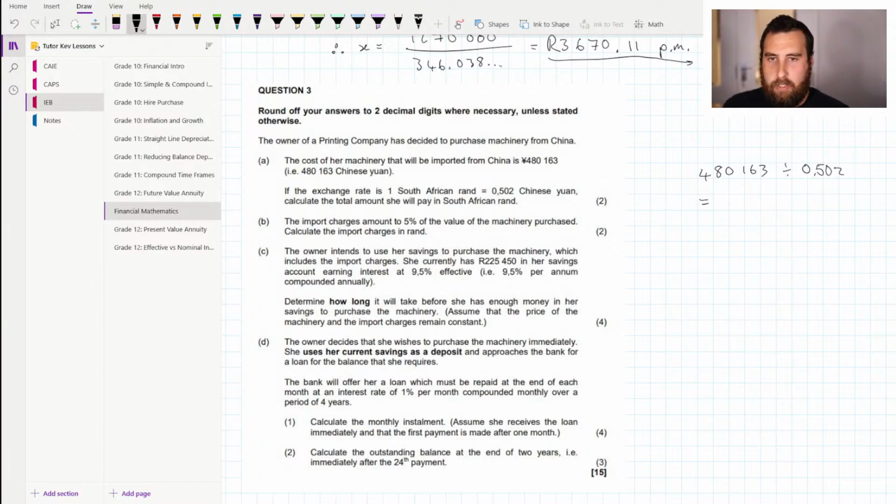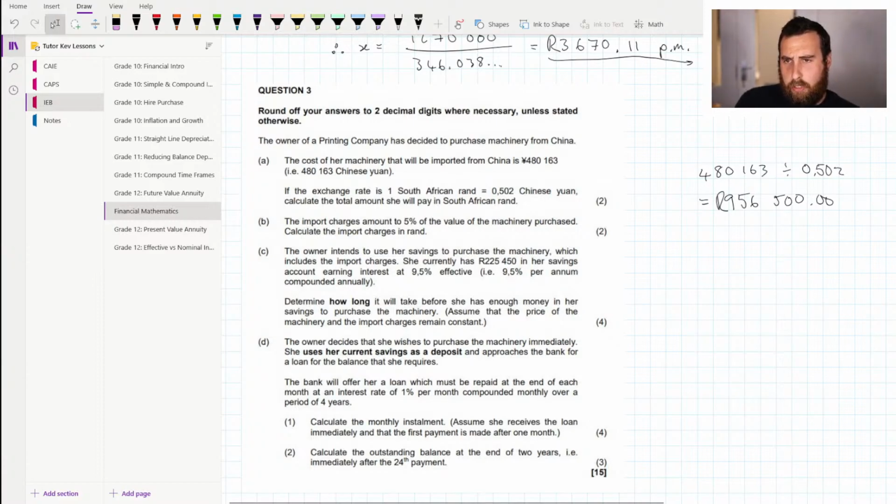So we divide, and so we get a value of, let's plug that in the calculator, 480163 divided by 0.502, and I get an amount of 956,500 Rand on the dot. It's like they chose that value really well.